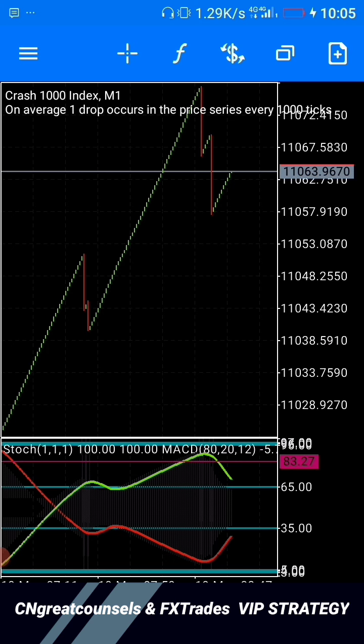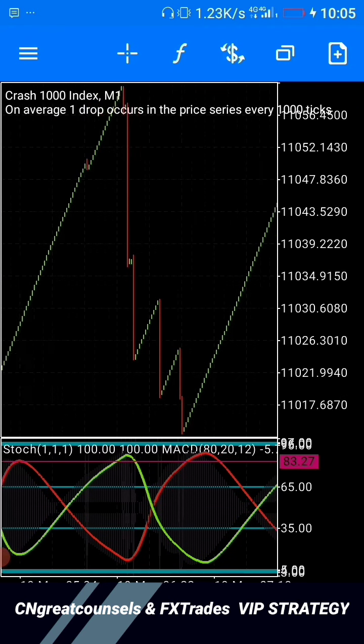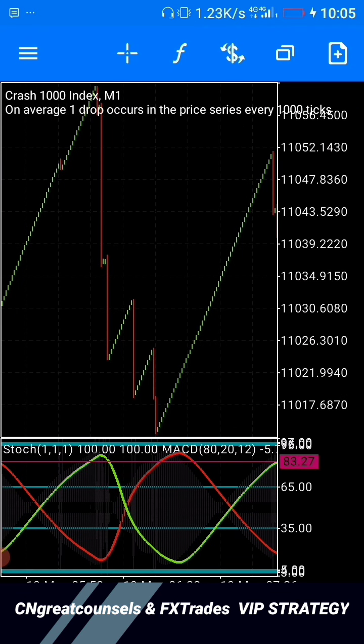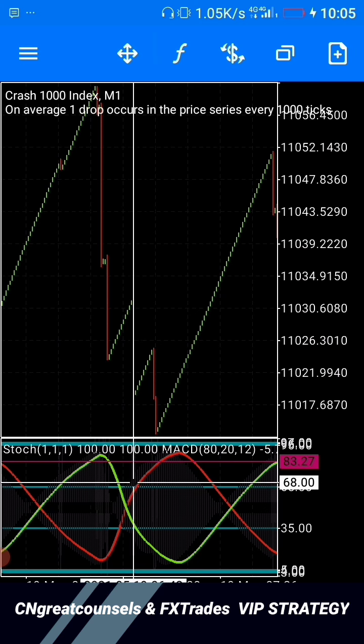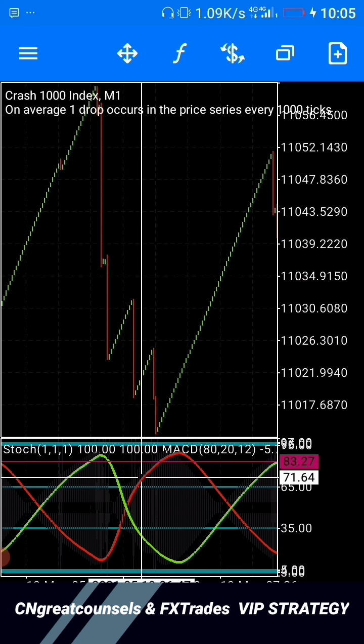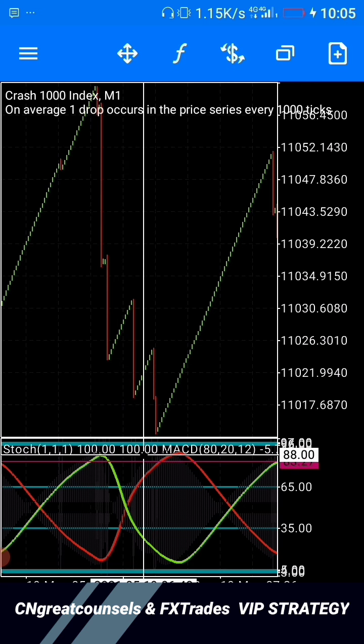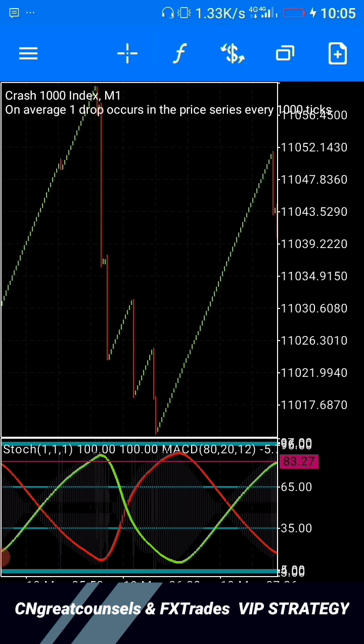So to buy on crash, we are considering, this is crash, right? We are considering the red loop or the MACD signal line. Now, all these lines you're seeing, this green line and red line, they are the MACD lines. And they're also called loops, the curvature made is a loop, okay? Now, we are looking at those two loops, right?